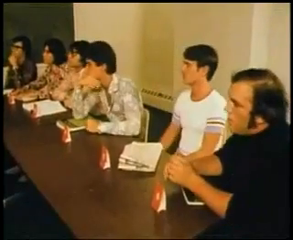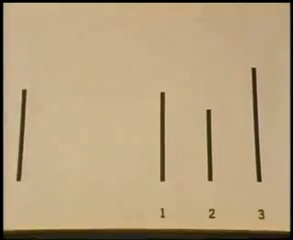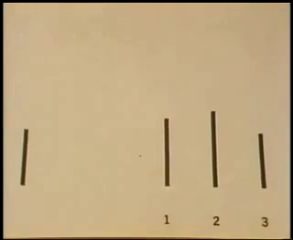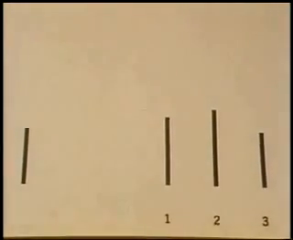The experiment you'll be taking part in today involves the perception of lengths of lines. As you can see here, I have a number of cards, and on each card there are several lines. Your task is a very simple one. You're to look at the line on the left and determine which of the three lines on the right is equal to it in length.